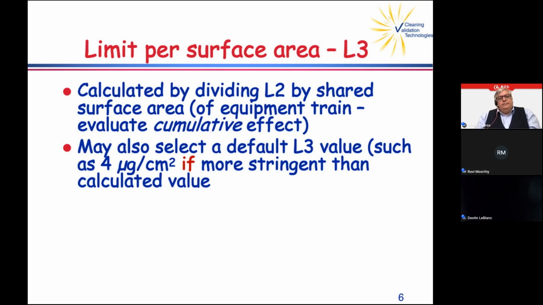Now, when people use an L3 value, some companies, not all, but some companies will select a default L3 value, such as 4 micrograms per square centimeter. The thinking is, if you're above 4 micrograms per square centimeter, clearly the equipment is going to be visually soiled. So it's an option that you can select, and it's only used in the software program if it's more stringent than the calculated value. In other words, if you do the calculated value based on the L0, L1, L2 and L3, and that's more stringent, then that's what the software selects. Next slide.